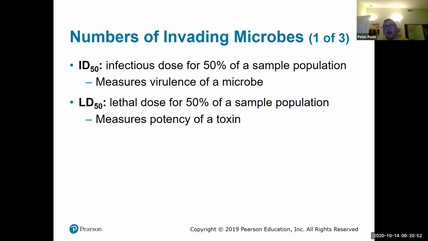LD50 is the lethal dose for 50% of the sample population. So it measures the potency of a toxin or anything else. If I inject you guys with smallpox, the LD50 isn't 50% of you getting smallpox. It's 50% of you dying from smallpox. You can use this on viruses, etc.